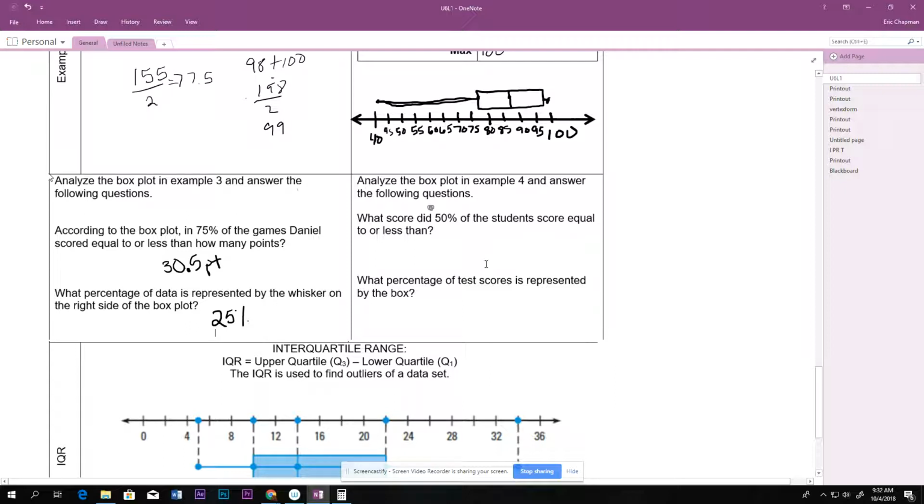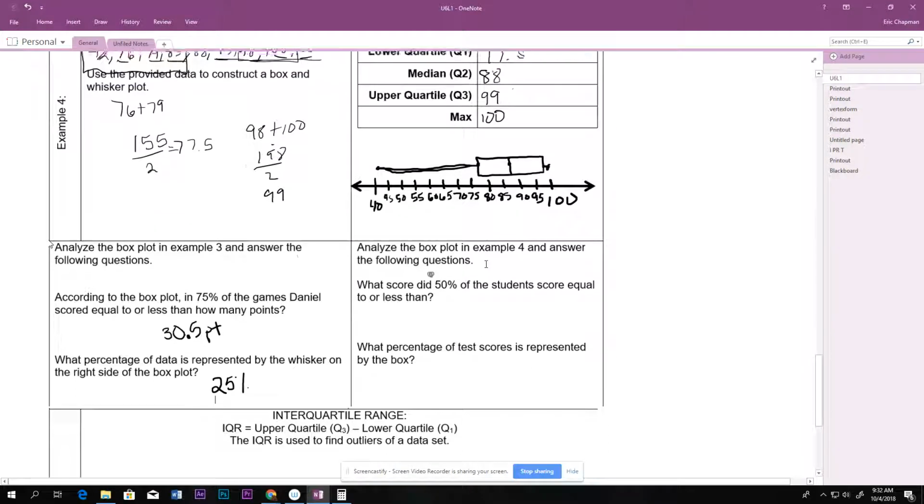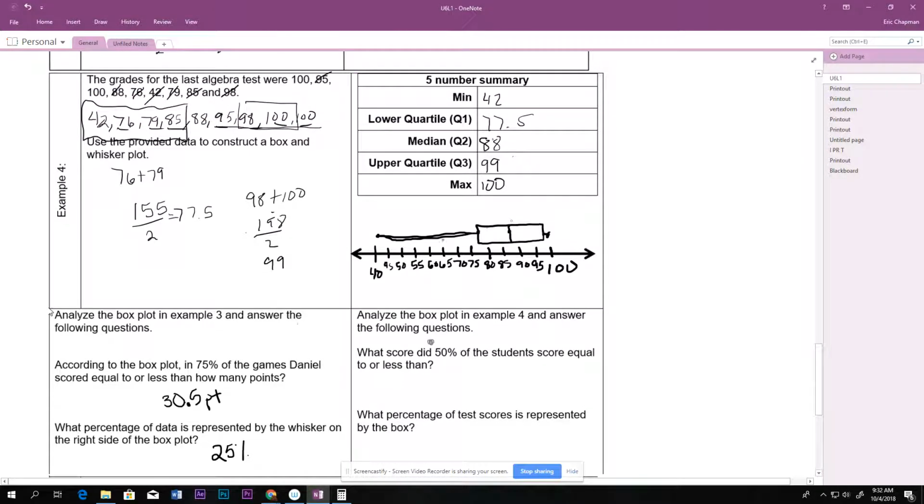And now let's look at example 4. What score did 50% of the students score equal to or less than? So 25 is this whisker, 25 is this, so that's 50. So less than this number right here in the middle, which is the median of 88. So 50% of the students scored less than or equal to 88 points. And then what percentage of test scores is represented by the box? Well, there's two components to this box, and each of them is 25%, so that is 50%.